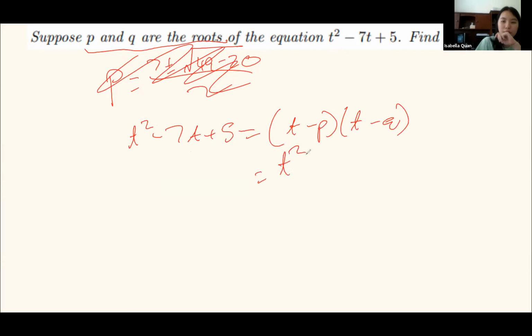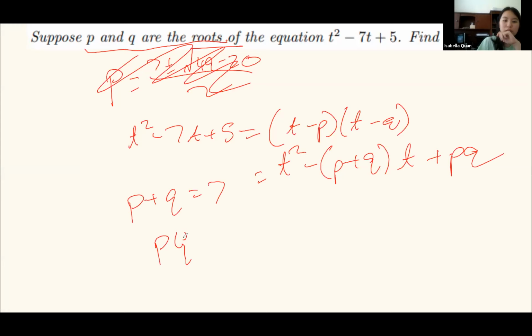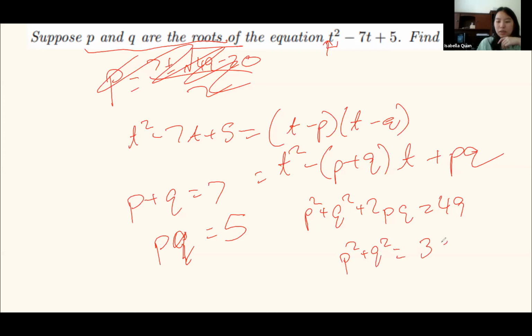Then we can expand this to be t squared minus (p plus q)t plus pq. So p plus q is equal to 7, and pq is equal to 5. Notice that this is a monic polynomial, which means the leading coefficient is just 1, so we don't have to worry about dividing by a. Sometimes I forget about that. We want to find p squared plus q squared, so we can square this: p squared plus q squared plus 2pq is equal to 49. Then subtract 10 from both sides to get p squared plus q squared equal to 39. Very nice.